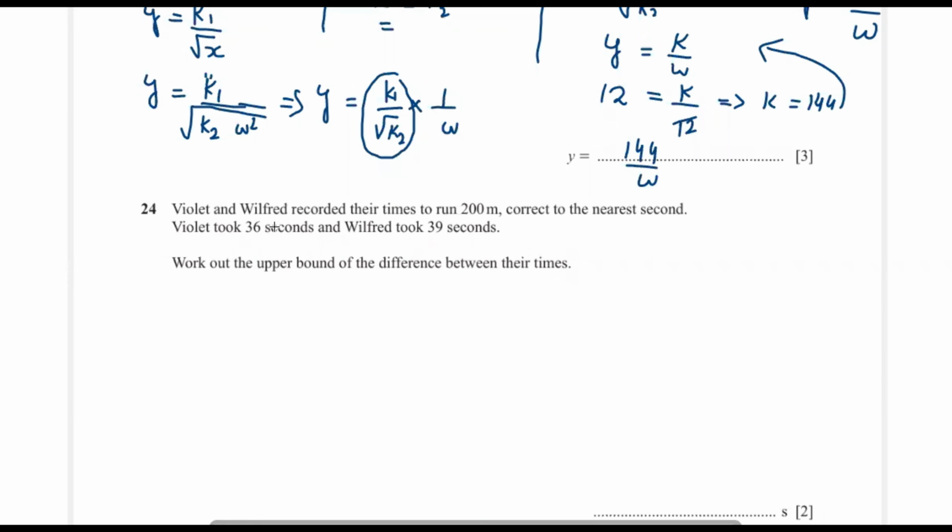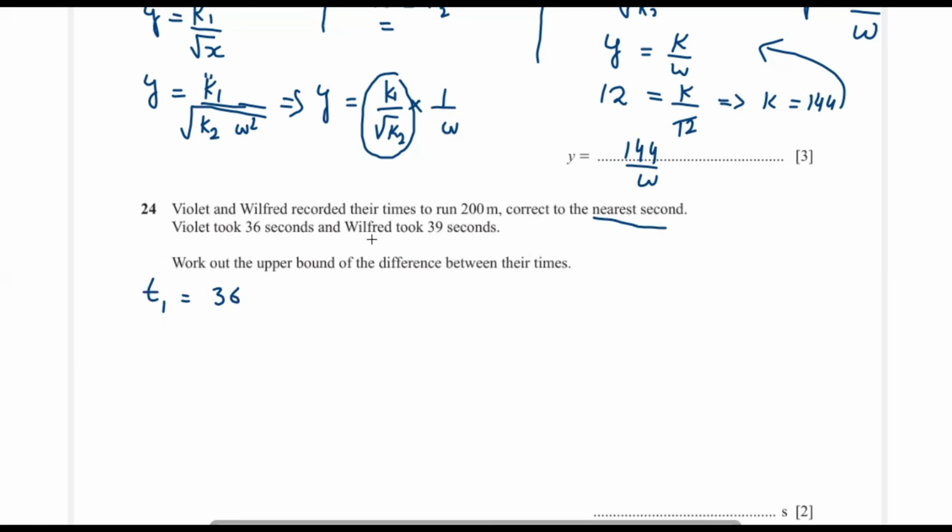Question 24. Violet and Wilfred recorded their times to run 200 meters, correct to the nearest second. Violet took 36 seconds and Wilfred took 39 seconds. Work out the upper bound of the difference between their times. Now, firstly, you see here this is the Violet time. We name it as T1, and that is 36 seconds.